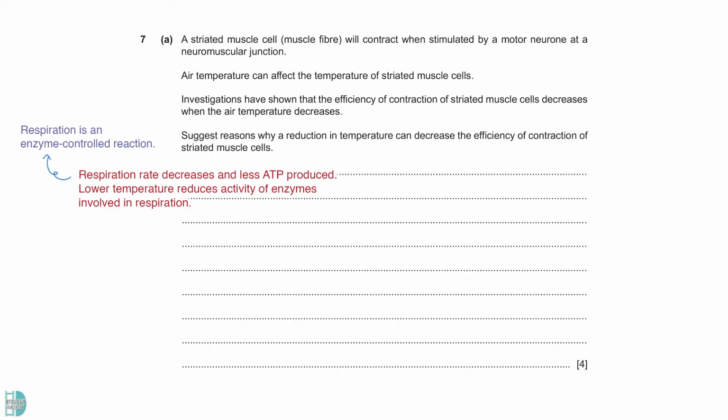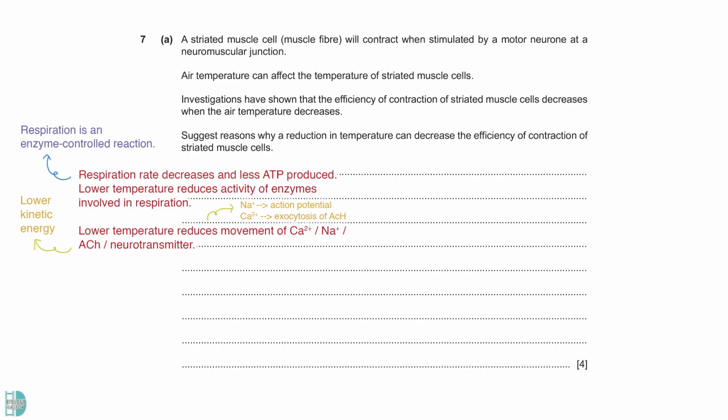At a lower temperature, calcium ions, sodium ions, and ACh movement is reduced. This is because they have a lower kinetic energy when the temperature is low. Sodium ion is required for action potential. Calcium ion is needed to cause the exocytosis of acetylcholine.